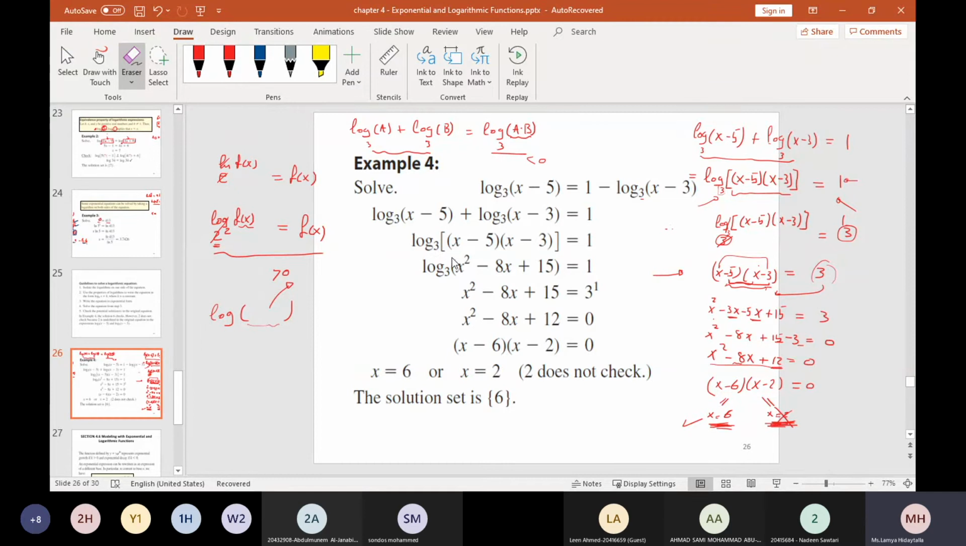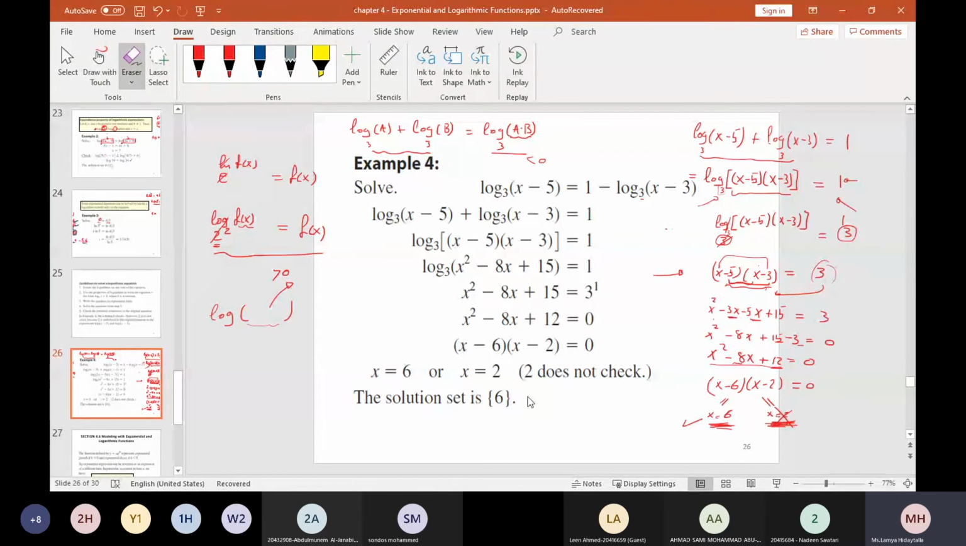So I will make this term 3 to the power that is equal to 3 to this power. When we do 3 to this power, the exponent will cancel with the log 3. What remains for me inside is x minus 5 times x minus 3, which is this thing here. And this is the right hand side.